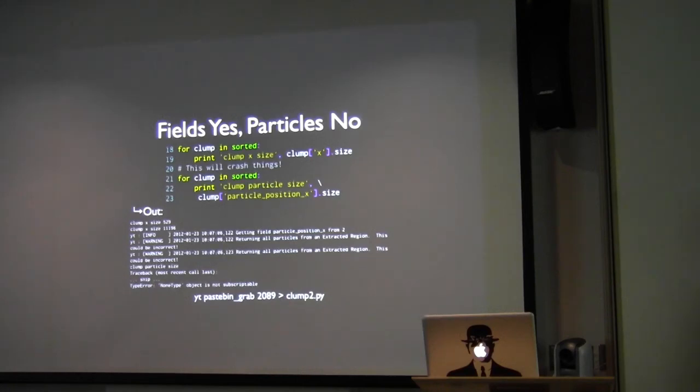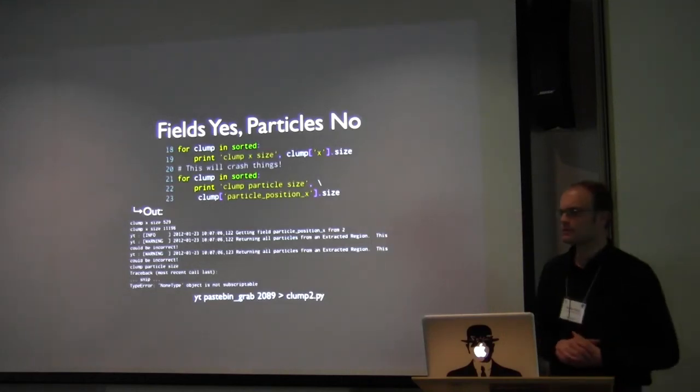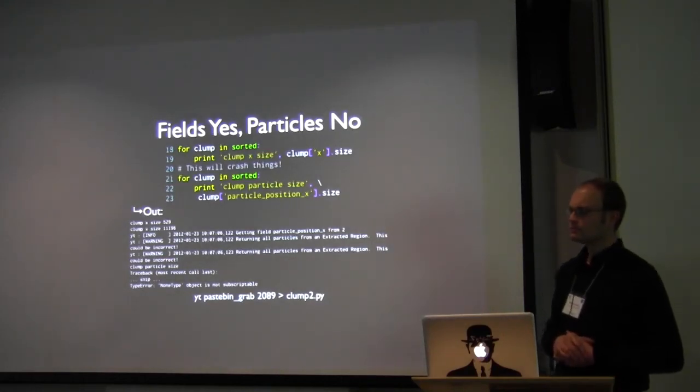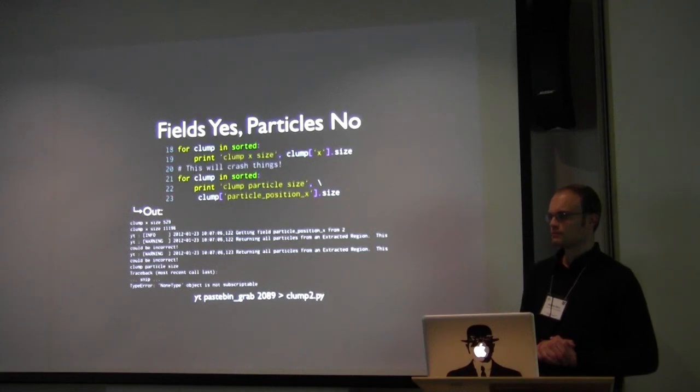But then when I try to look at the particles, I get this warning that returning particles from an extracted region could be incorrect, and in fact, I get a traceback and things crash. So clumps aren't fully featured data objects. Matt? But any particle field that has been deposited can be accessed. Like if you do the CIC deposit of particle mass, you get that, which isn't quite the same. No. But it will get you something.